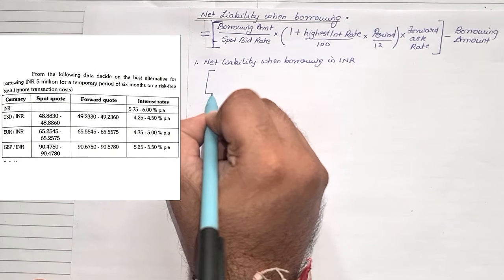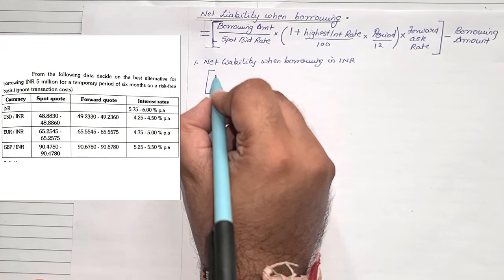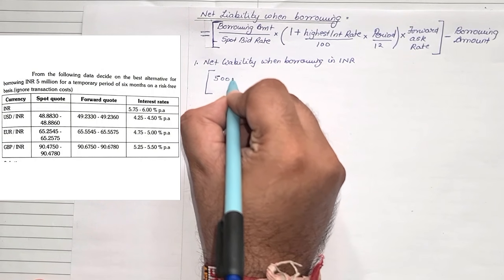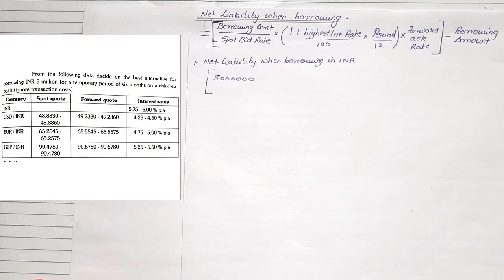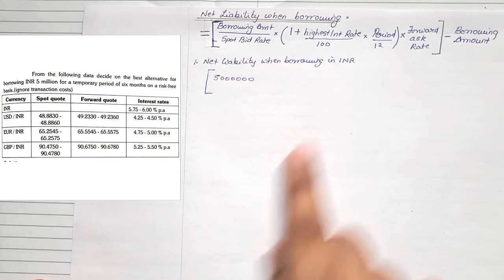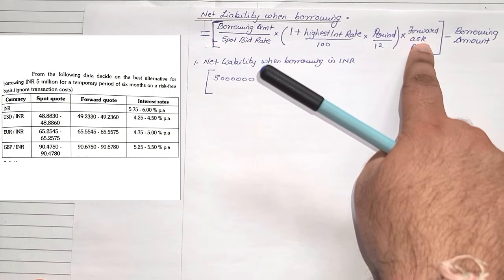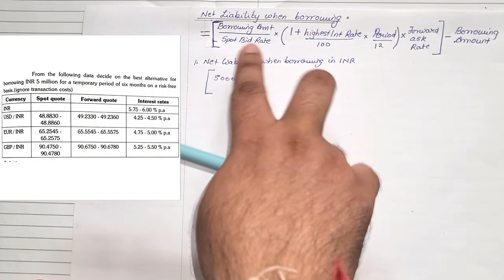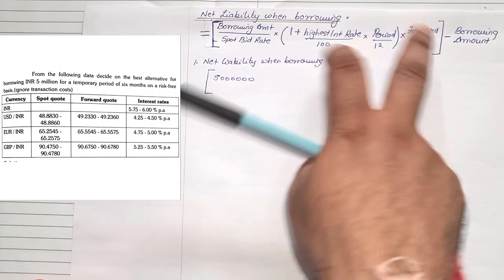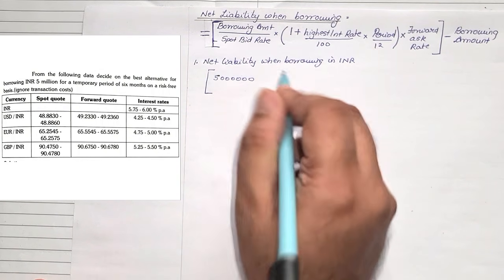Again, our formula will remain the same. Borrowing amount, they want 5 million, so 1 million is 10, so 50 lakhs. Now remember, in INR you won't have any spot and you won't have any forward. Okay, rest the formula remains the same. The only thing is there won't be any spot and forward or bid and ask rate. Okay, they will be direct values.